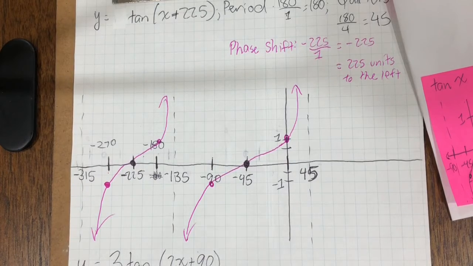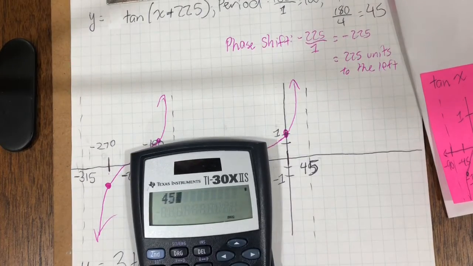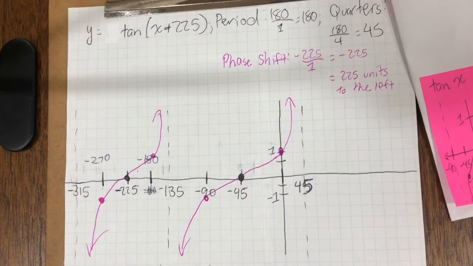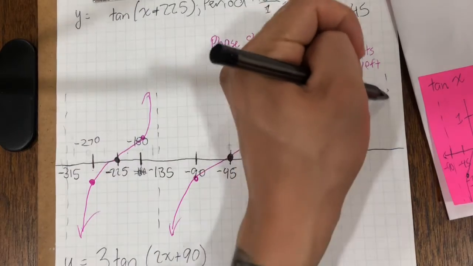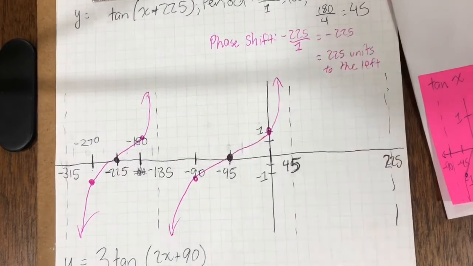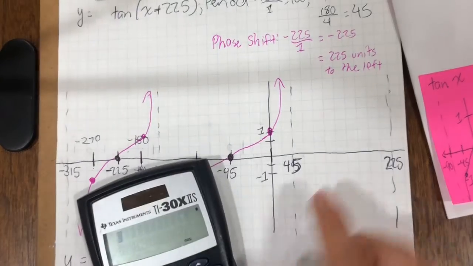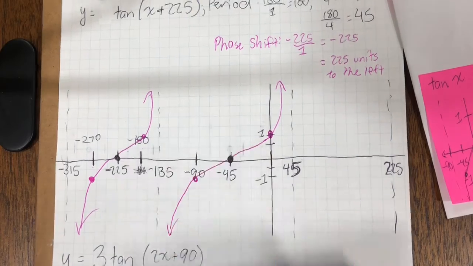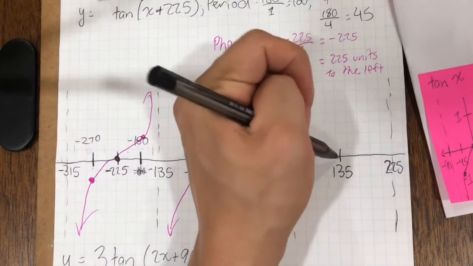So now we just need one more graph. So start off at 45, and then I'm going to add 180, and I get positive 225. So we have the third graph that's in between 45 and 225. All right, so now to figure out the middle point, I can take 45 and add it to 90, and that's going to give me 135. And that's going to be the midpoint.